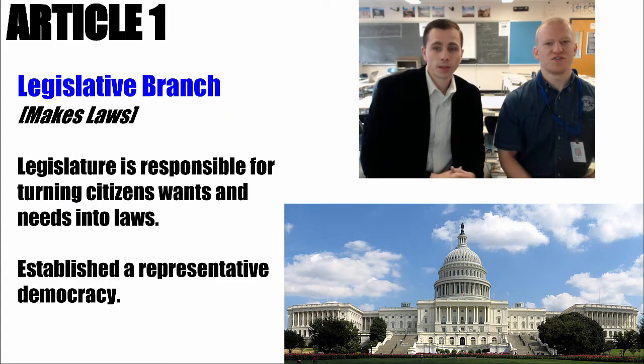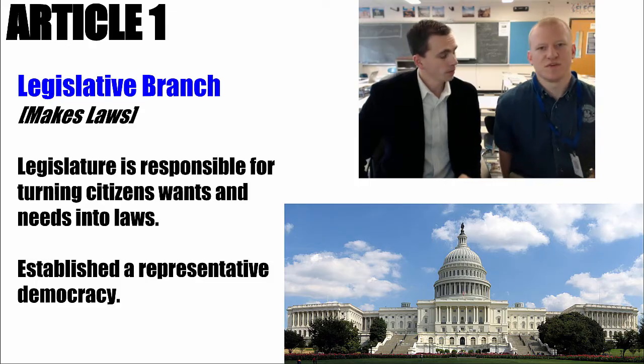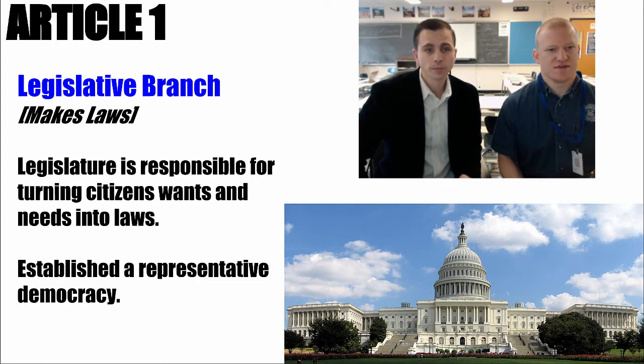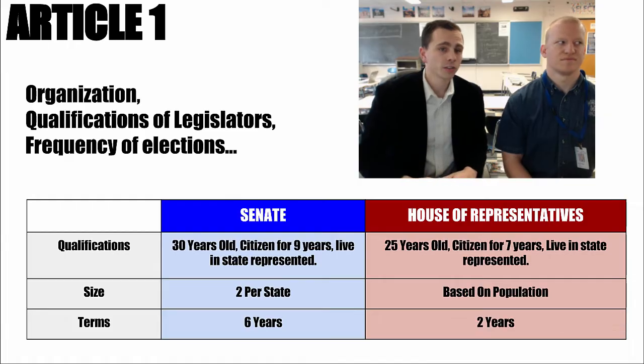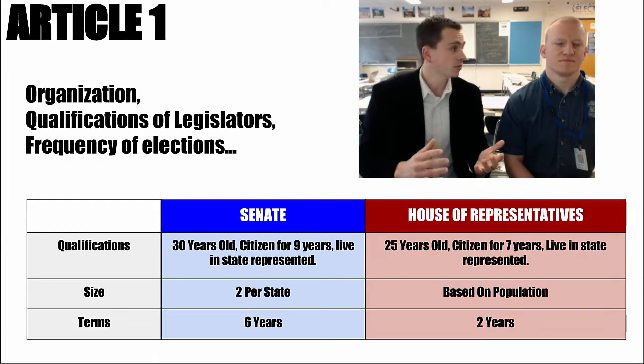Article 1 of the Constitution establishes the legislative branch. It's the branch of government that is responsible for making laws. Basically, it turns the citizens' wants and needs into laws, and in there establishes a representative democracy. Article 1 also sets up the organization, the qualifications of legislators, as well as the frequency of elections.